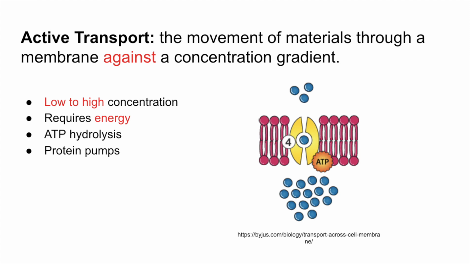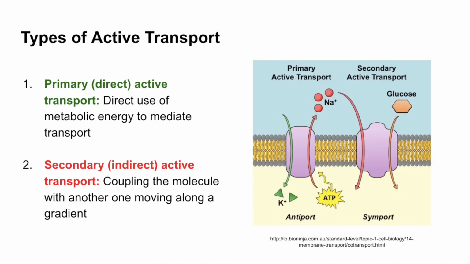With protein pumps, the solute binds to the protein pump on one side of the membrane. ATP is hydrolyzed into ADP plus a phosphate group to create a conformational change in the protein pump. The solute is translocated across the membrane and it is finally released on the other side. There are two types of active transport. Primary active transport, which is the direct use of metabolic energy to mediate transport, and secondary or indirect active transport, which involves coupling the molecule with another one moving along a gradient.